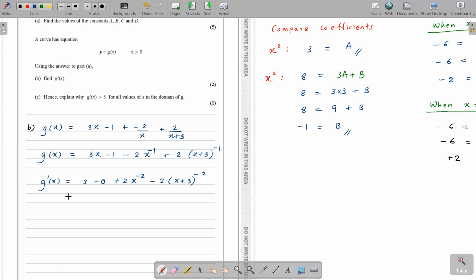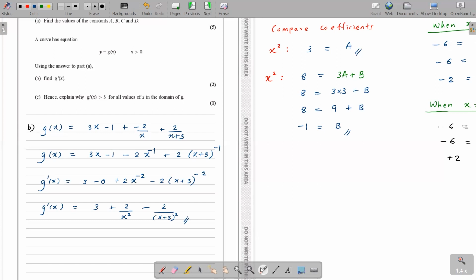Okay, so find the g dash x value. Shall we simplify this in the simplest form? g dash x equals 3 plus 2 over x squared minus 2 over (x plus 3) to the power 2. So this is the value of your g dash x. Is this clear? Just 2 marks.